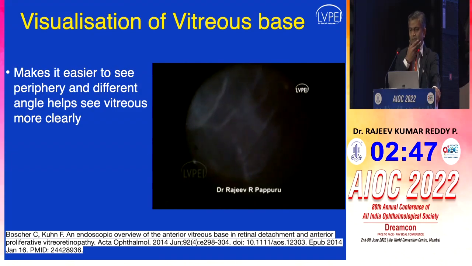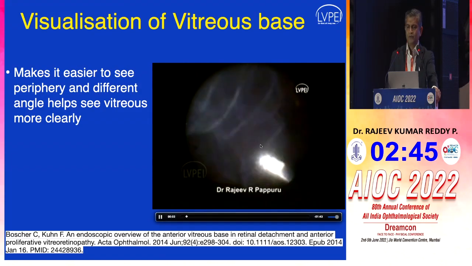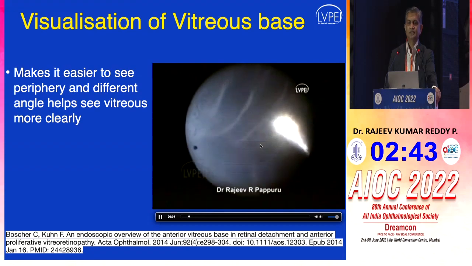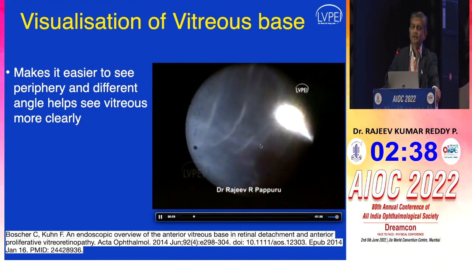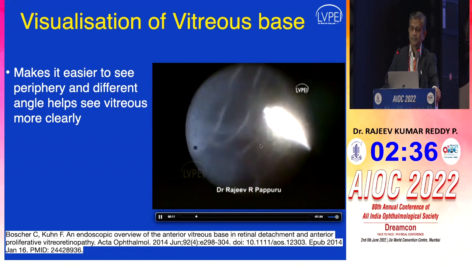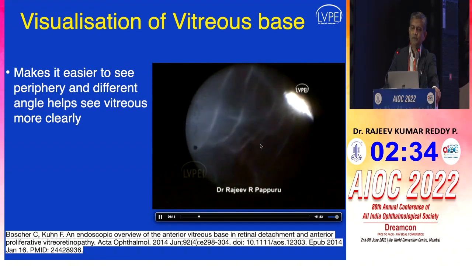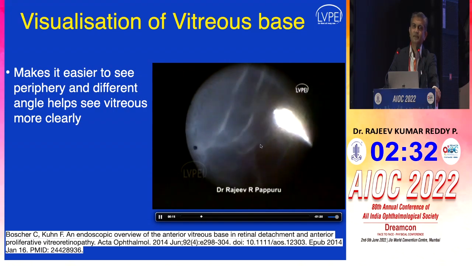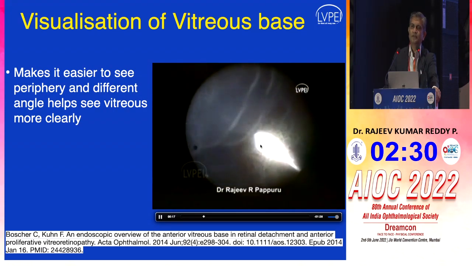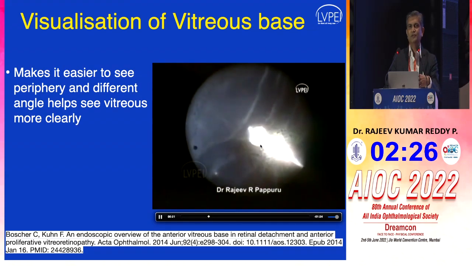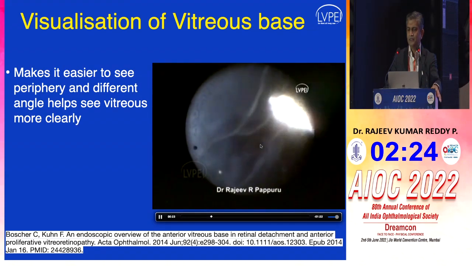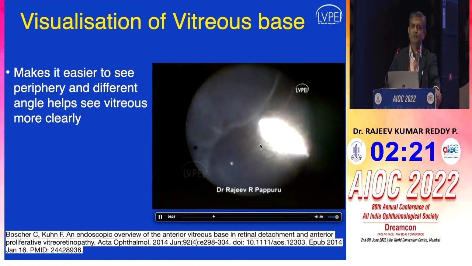Looking at the vitreous base, see how you are able to see the vitreous here better than what you usually see with regular visualization. This is an advantage because you are looking at the vitreous from a different angle. When you are used to doing retinal surgeries and you change your light pipe direction, you are able to see the vitreous a little more clearly. So that's the advantage which you get while doing an endoscopic vitrectomy.